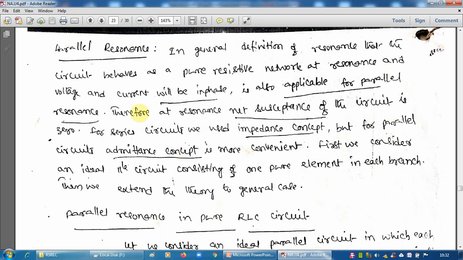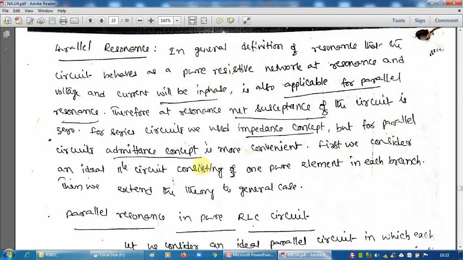We have seen in the series circuit that at resonance, the net reactance, that means X, the imaginary part of the impedance, is equal to 0, and therefore the total impedance is simply equal to the resistance R only. So that is the reason why the circuit is resistive. At resonance, Z is equal to only R. Therefore the circuit behaves as resistive and voltage and current will be in phase.